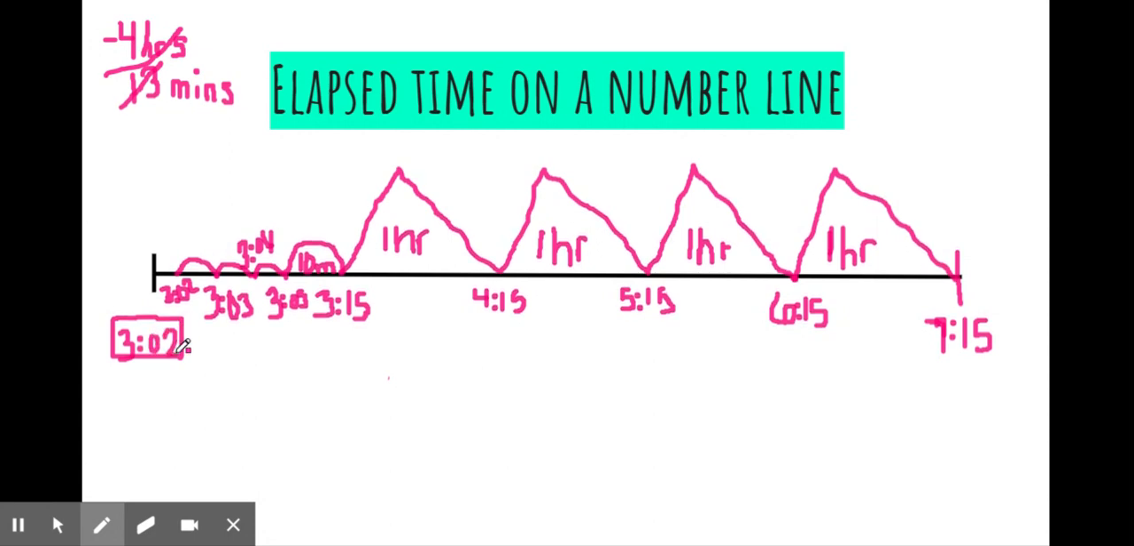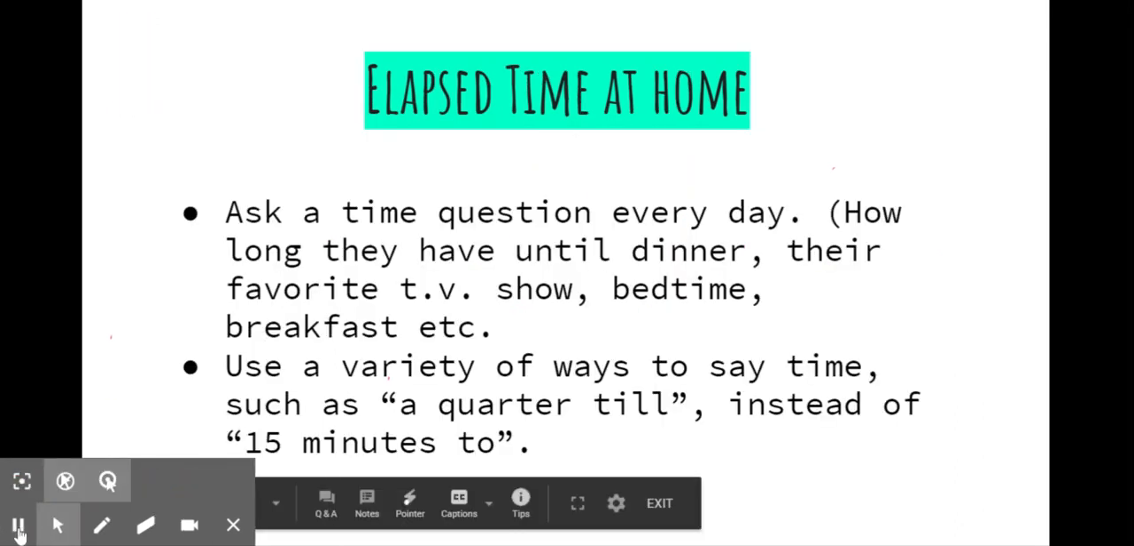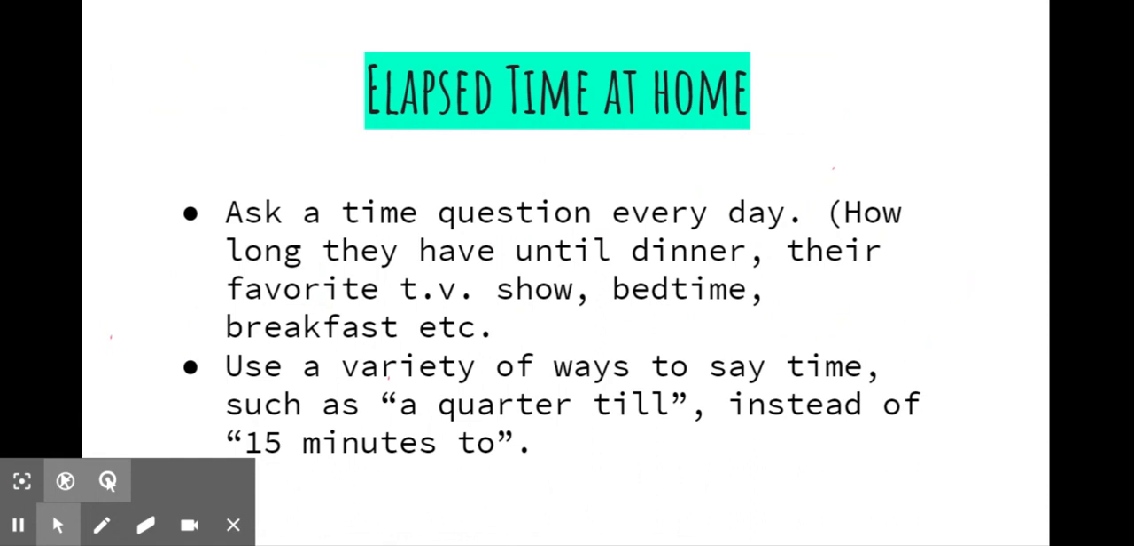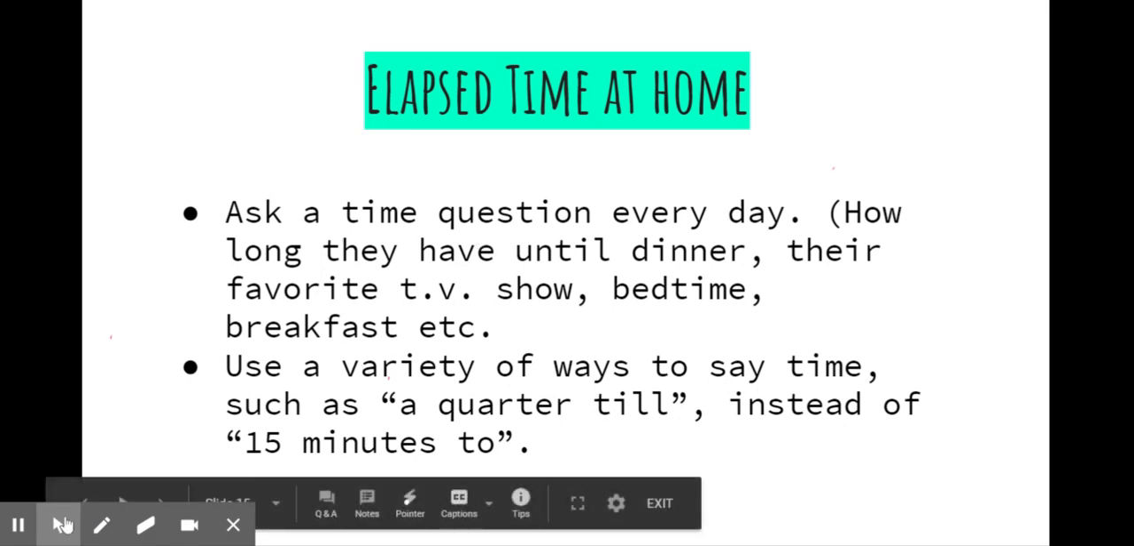Now you have 2 strategies to help you find elapsed time. Parents, here are some ways you can help your child at home with elapsed time. Ask a time question every day. For example, how long do they have until dinner, their favorite TV show, or how long do they have before bedtime or breakfast? You can also use a variety of ways to say time, such as a quarter till instead of 15 minutes to. Just give them a lot of different ways of giving or telling time.